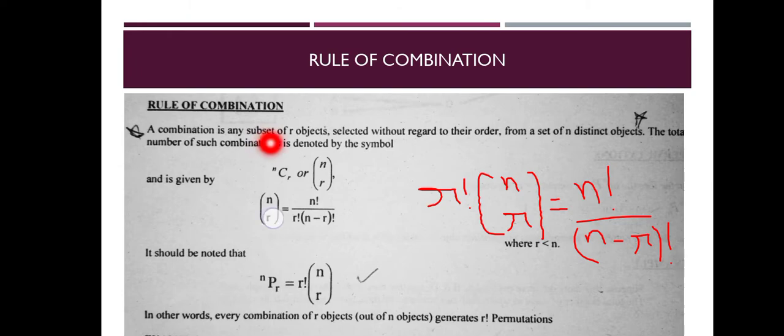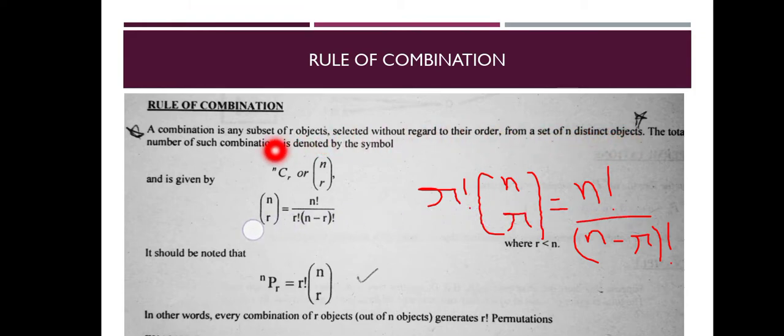A combination is any subset of r objects selected without regard to their order from a set of n distinct objects. Now, in what we have studied about permutations, while evaluating the number of permutations of r objects selected from n distinct objects, we consider the order of the objects selected as well, but in combinations, the order of the objects doesn't matter.